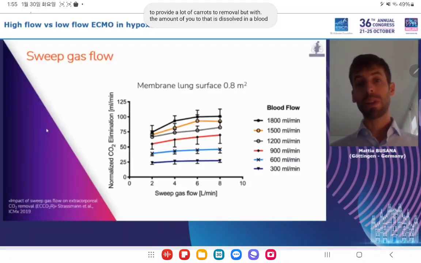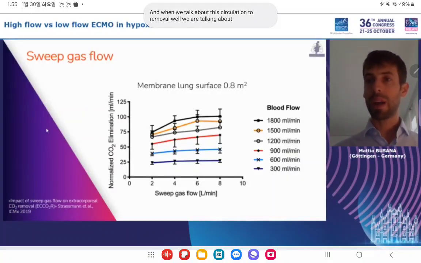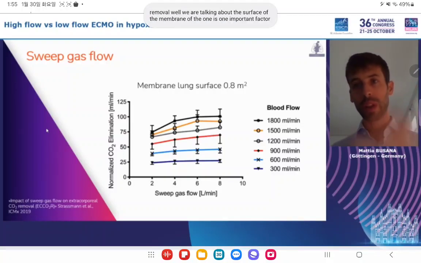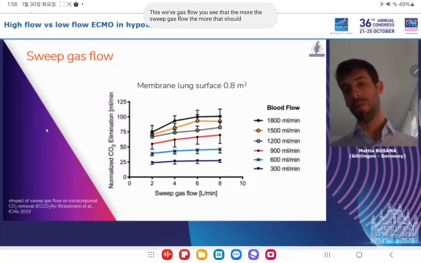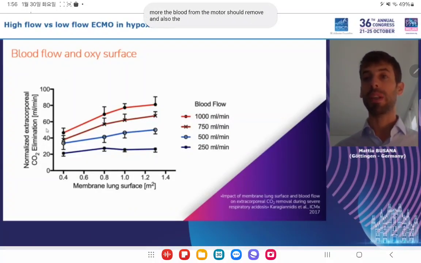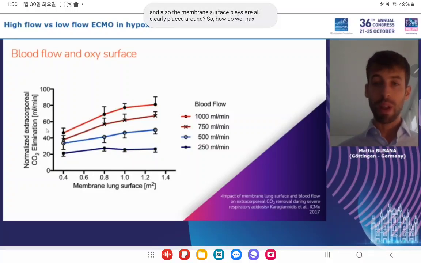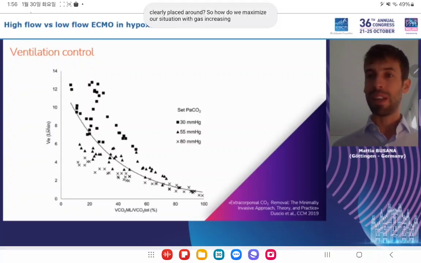And when we talk about extracorporeal CO2 removal, the surface of the membrane lung is one important factor. You see that the more the sweep gas flow, the more the CO2 removal, the more the blood flow, the more the CO2 removal. And the membrane lung surface clearly also plays a role. So how do we maximize our CO2 removal? Well, theoretically, increasing sweep gas, increasing blood flow, increasing the membrane lung surface.